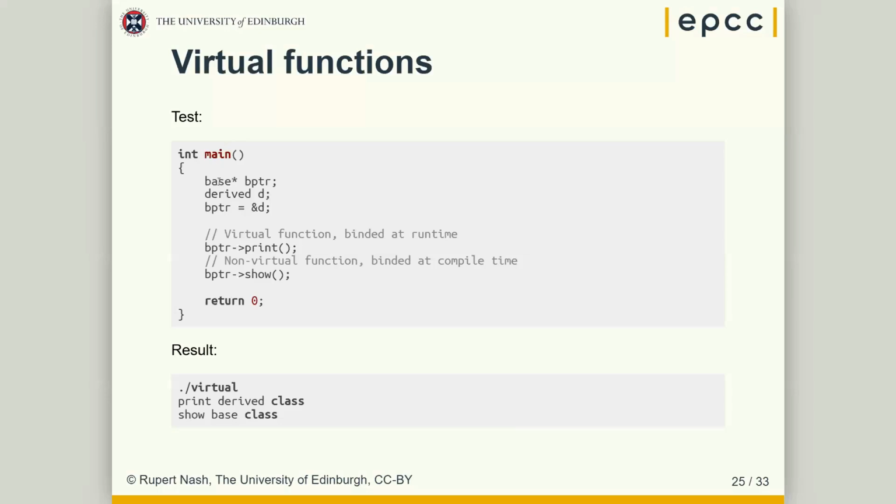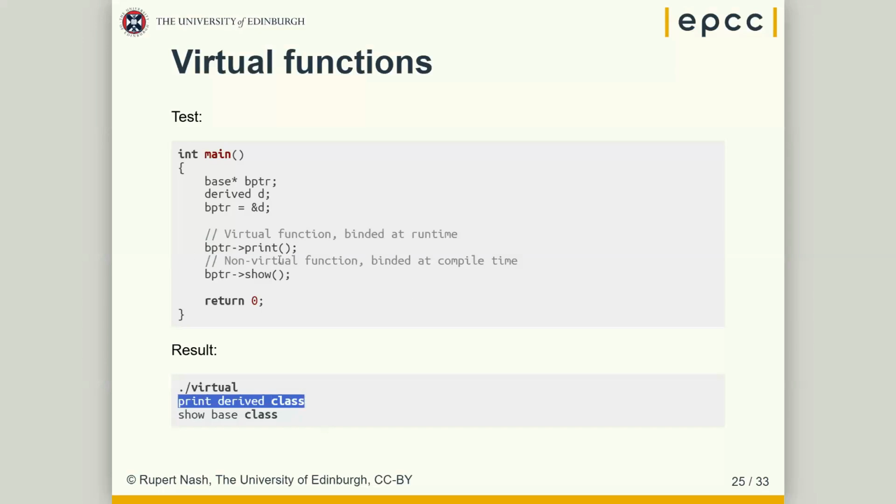What we're going to see is, sorry, I've realized the results are on the other page. We're doing exactly the same thing. Base pointer, the only instance of a class is actually a derived class, and then we're just pointing at it from the base pointer. If I call print through the base pointer, this virtual function is potentially bound at runtime, and therefore we print the derived class.